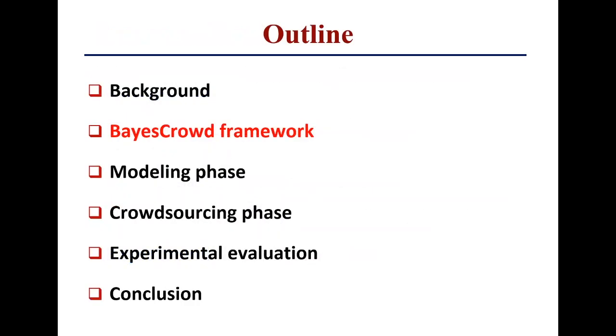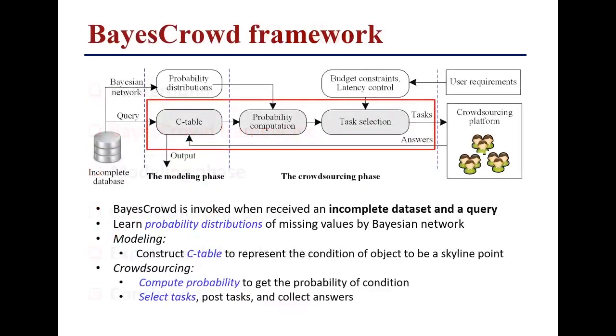Let me introduce the framework of BayesCrowd. The figure in this slide plots the framework of our proposed BayesCrowd. BayesCrowd is invoked when received an incomplete dataset and a query. Specifically, BayesCrowd contains 2 phases, the modeling phase and the crowdsourcing phase. BayesCrowd first trains the Bayesian network over the dataset to learn probability distributions of missing values. In the modeling phase, the condition of each object being a query answer is generated using the C-table model.